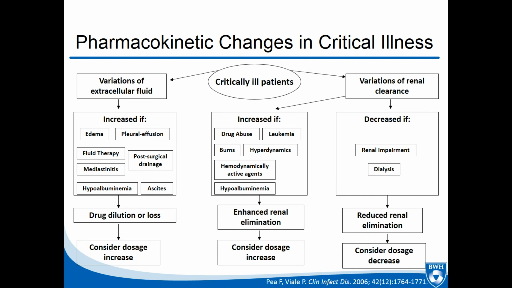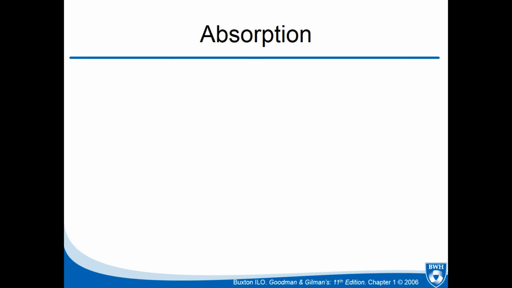The second most common pharmacokinetic change in critical illness is the variations of renal clearance, and those can go up and down depending. Most commonly, acute kidney injury would decrease our renal clearance, and in these cases we might have to consider dosage decreases. But there are some cases, say like burn patients, although that kind of goes into the extracellular fluid as well, where there might be enhanced renal elimination and we might need to consider dosage increases.